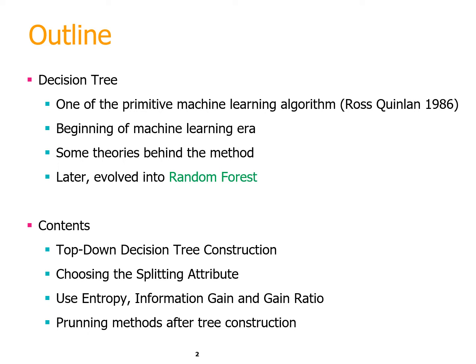And also we use entropy, information gain, and gain ratio as the criteria to choose the splitting attribute in decision trees. So we're gonna learn those. And finally, after the decision tree is constructed, we're gonna actually cut some branches and subtrees of the decision tree in order to make the tree small, compact, and simple. So we're gonna learn how to prune the decision tree after the tree is constructed.